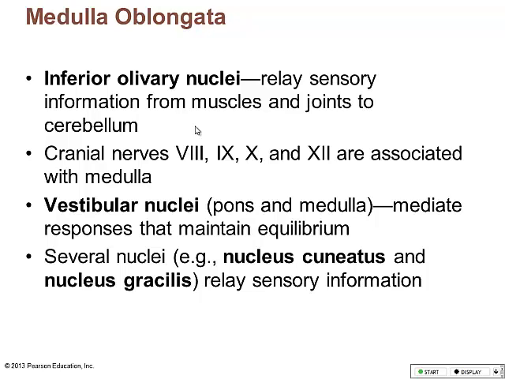Pons and medulla mediate responses that maintain equilibrium, balance. Why do I need to be balanced? Yeah, falling over is bad. We need to move through space as humans, so we need to be able to coordinate movements and coordinate balance. These areas are going to help us with this. Also, relay areas for sensory information.